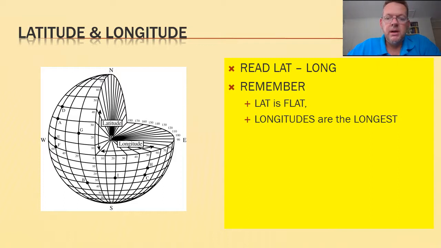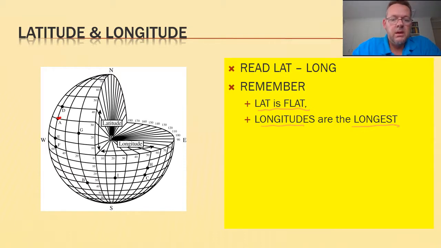So remember that lat is flat. Latitude goes flat. Now longitudes are going to be the longest circles, so they've got to be the bigger ones, and they go up and down. So we're going to read directions with the lat long convention, I suppose we call it.